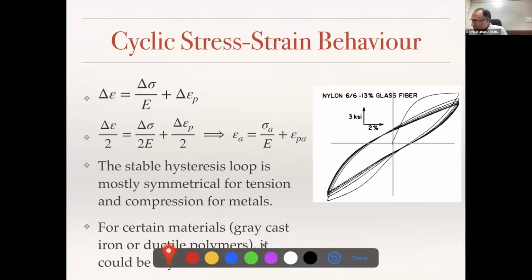For many materials, if you look at this stable hysteresis loop after so many cycles, it is usually symmetric in tension and compression for metals. But for some materials which have extremely high fracture strength in compression compared to tension, such as gray cast iron, this can be asymmetric. It is not necessary that it should always be symmetric, but for most metals, the saturated hysteresis loop will be mostly symmetric for tension and compression.